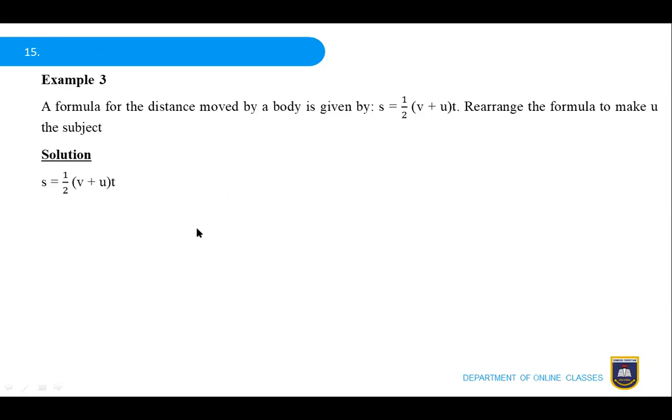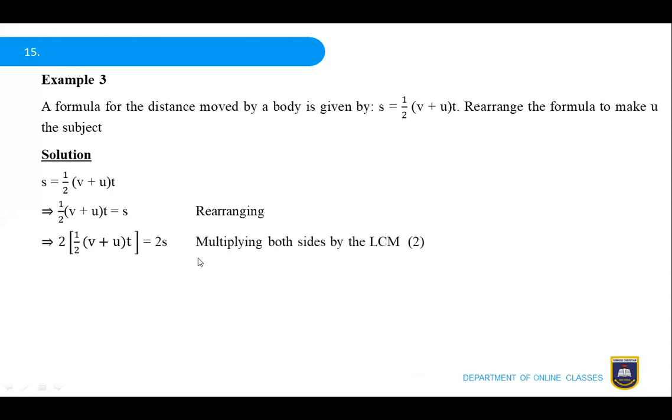Solution. So we have the expression S equal to half of the expression V plus U all multiplied by T. We have to rearrange. So by rearranging, we have the whole of the expression at the right side coming to the left, since the U is at the right side. So we bring the whole of that expression to the left side, and the S at the left side will also come to the right side of the equation. That is going to give us half of the expression V plus U multiplying by T equal to S. That is the first step we are supposed to go through.